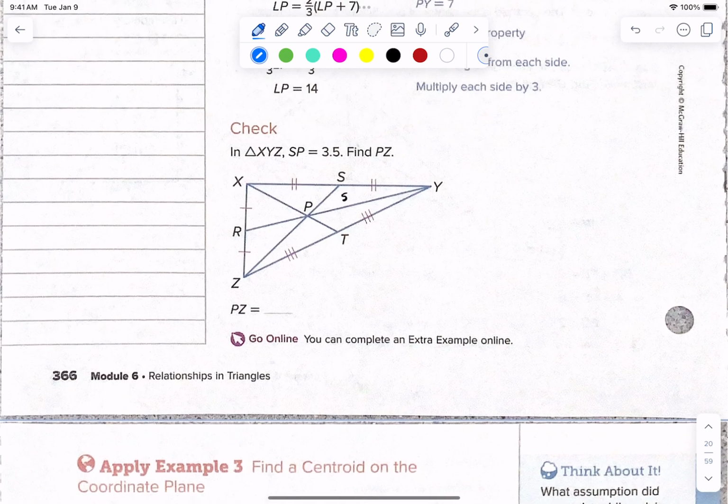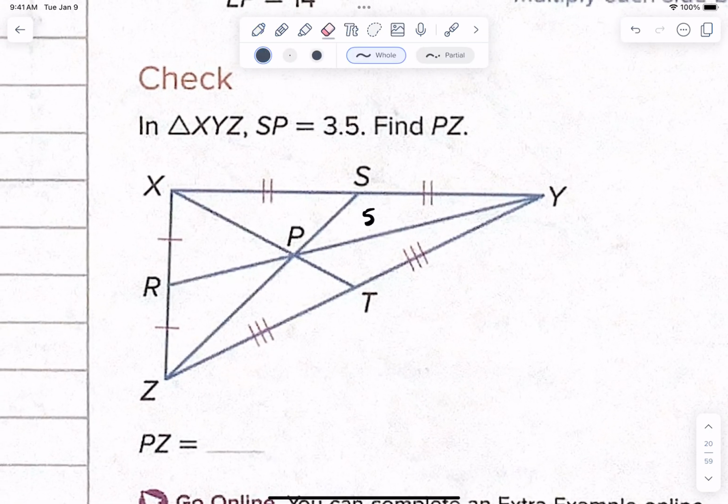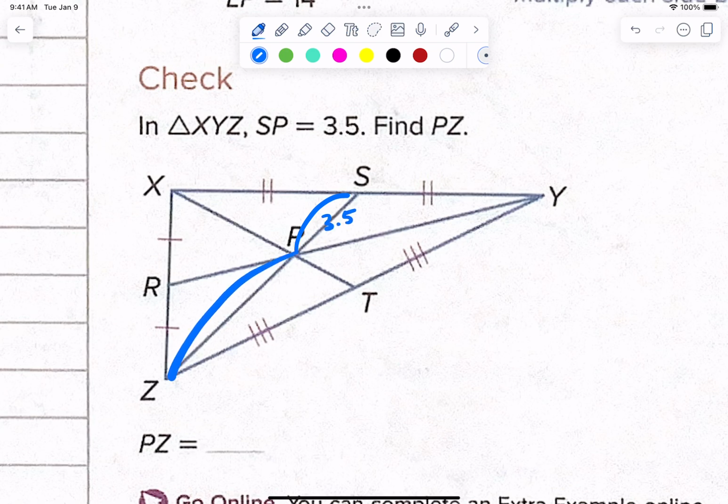Let's go to check at the very bottom. This guy, SP, this little bit is 3.5. They want PZ. 7. If they ask for the whole bit, 10.5. So be careful what they're asking for. But they're asking for just PZ, so 7. Got it? Yeah, not too bad.